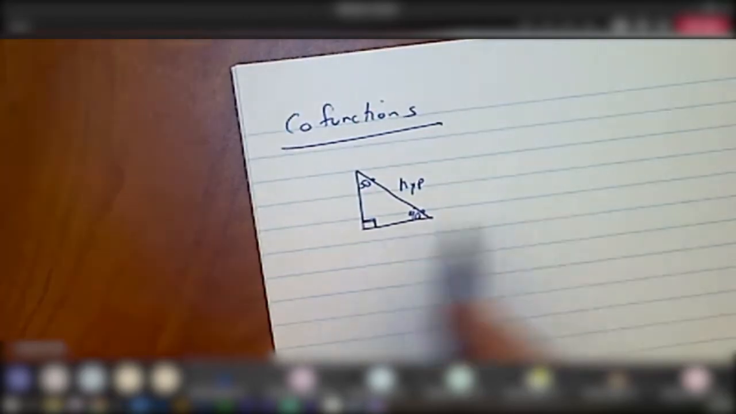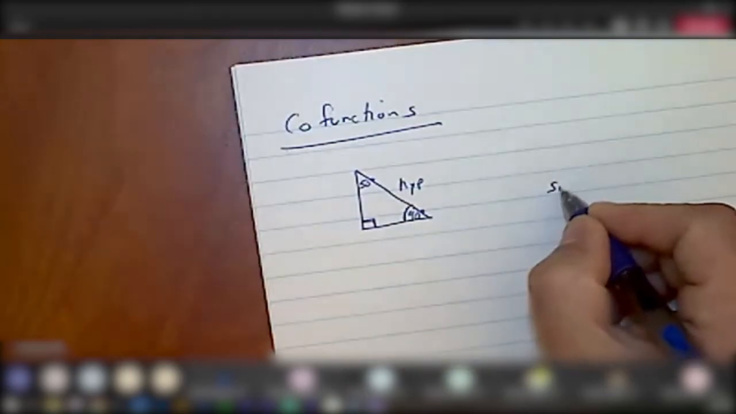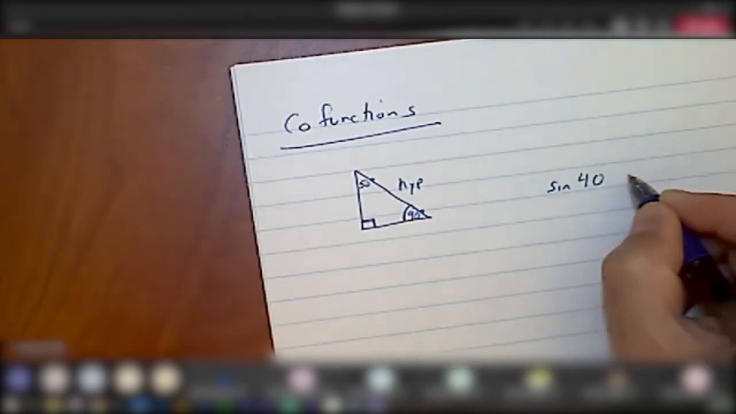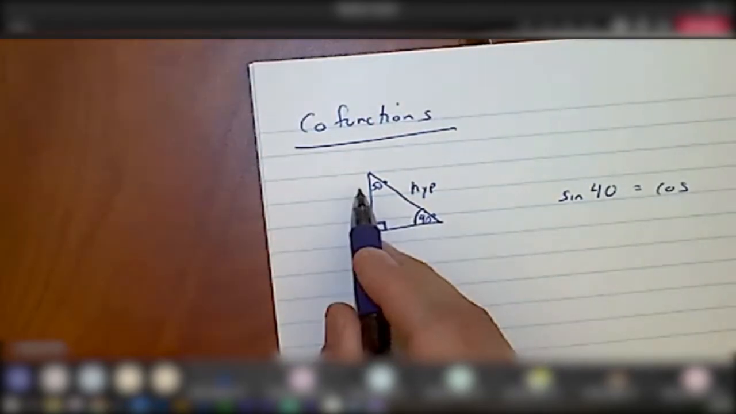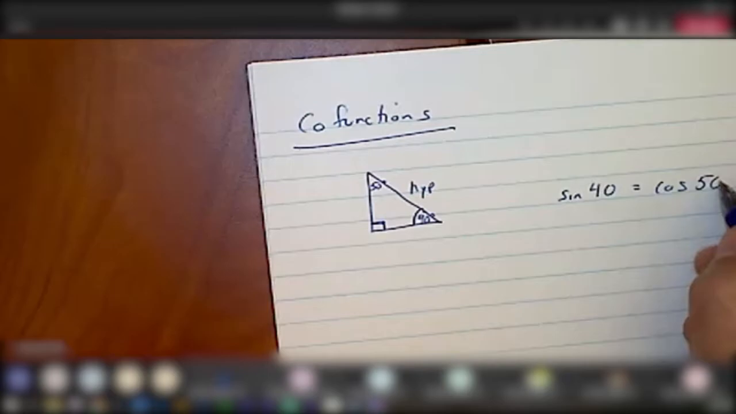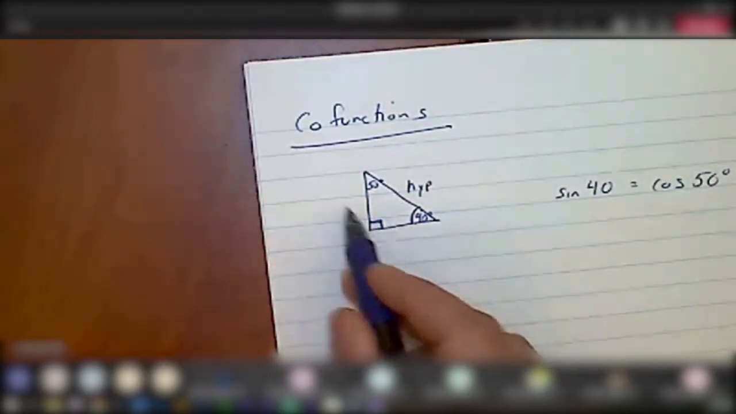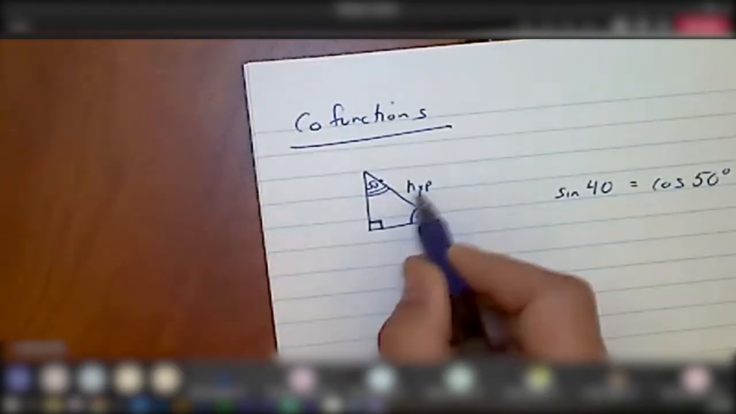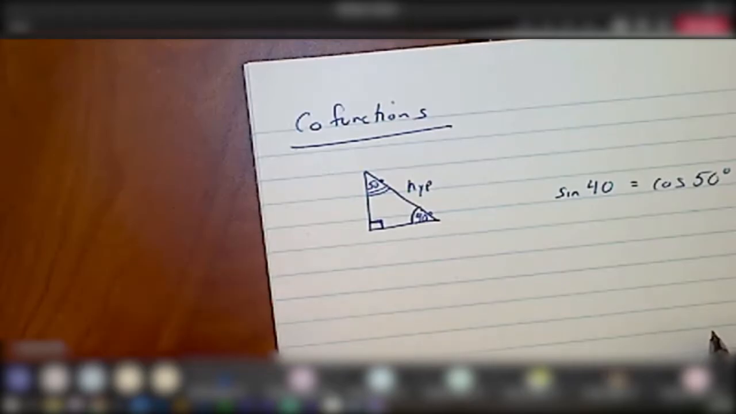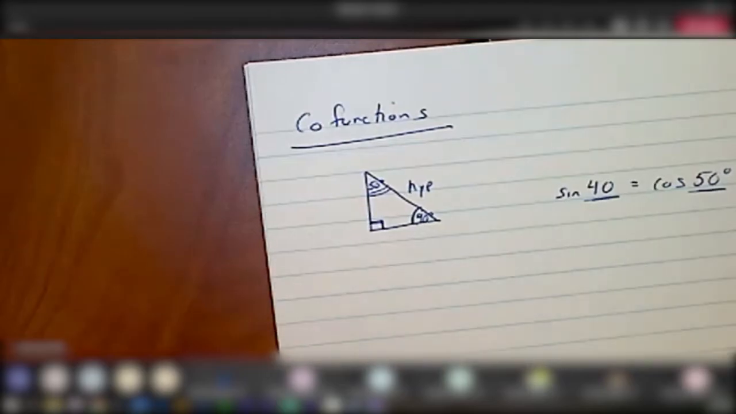So what's important about this is for any triangle, if I tell you that sine of 40 degrees would have to equal cosine from the other angle of 50 degrees. Right? Sine, which is opposite over hypotenuse, would have to be the same as cosine, which is adjacent over hypotenuse. That works true for any triangle as long as those two angles add up to 90 degrees.